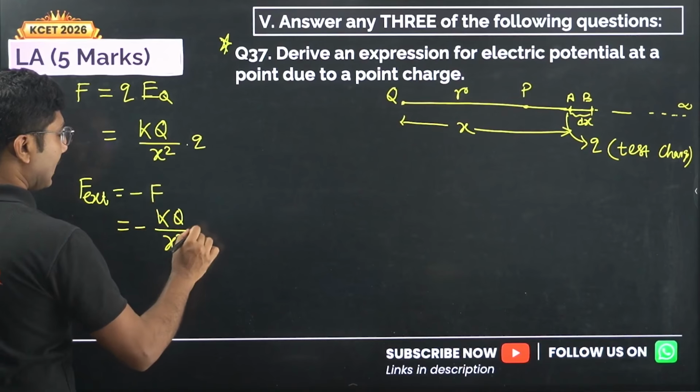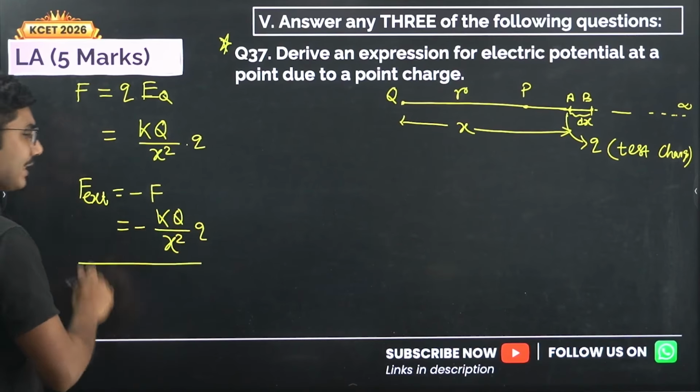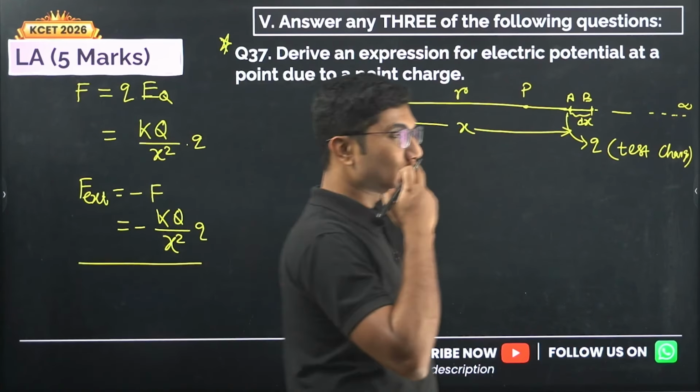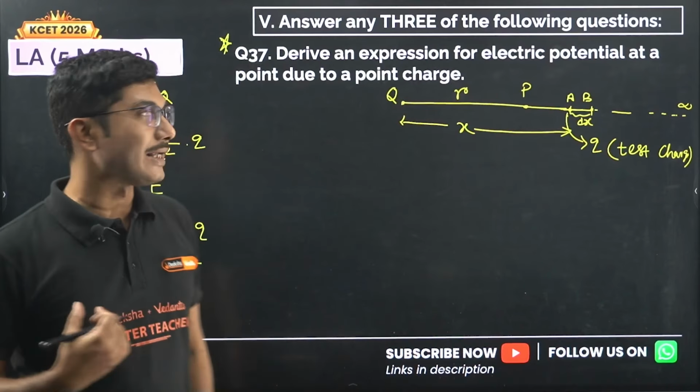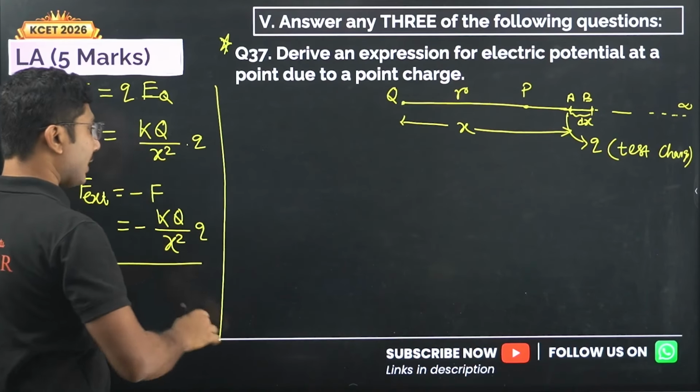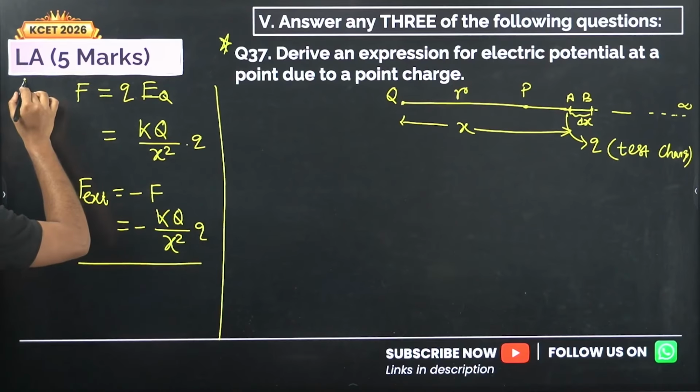Don't forget this line. If you miss it, 1 mark will be deducted. Also the final answer that you will get will not match, you will get a negative sign extra. So don't forget this step. This is step number 1.